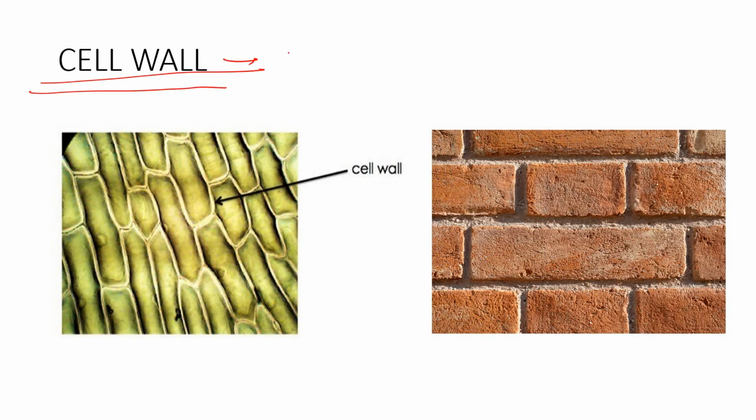Now, this cell wall is present only in plant cells. Let's see what's there. The cell wall is present only in plant cells. We have studied that animal cells do not have a cell wall. We know this. This extra layer provides rigidity and protection to the cells, as plants do not have a skeleton for support.